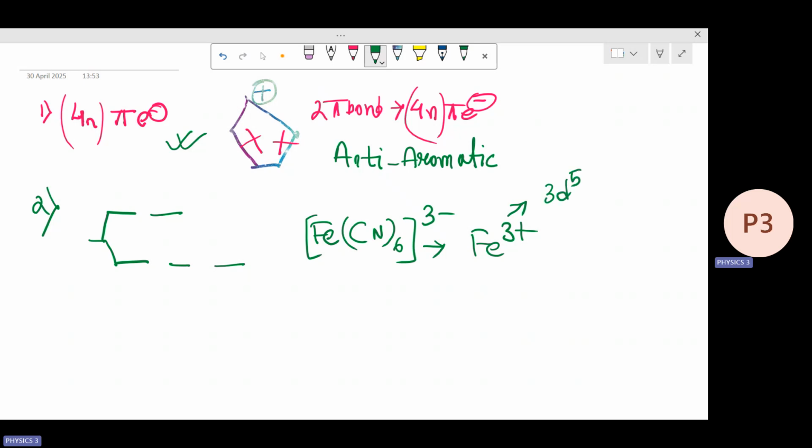If there are 3d5 electrons, just put the number of electrons over here. So we'll get 1, 2, 3, 4, 5. You see one unpaired electron. Henceforth, we will find that this compound has only one unpaired electron. So the answer is Fe(CN)6 3-.